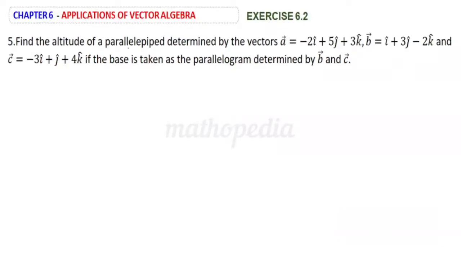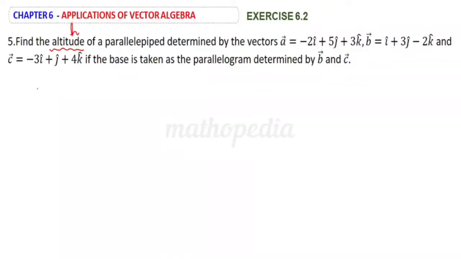Find the altitude of the parallelepiped. So we have to find the height h of the parallelepiped. Three vectors, a vector, b vector and c vector are given. Also it's given the base is taken as the parallelogram determined by b vector and c vector.